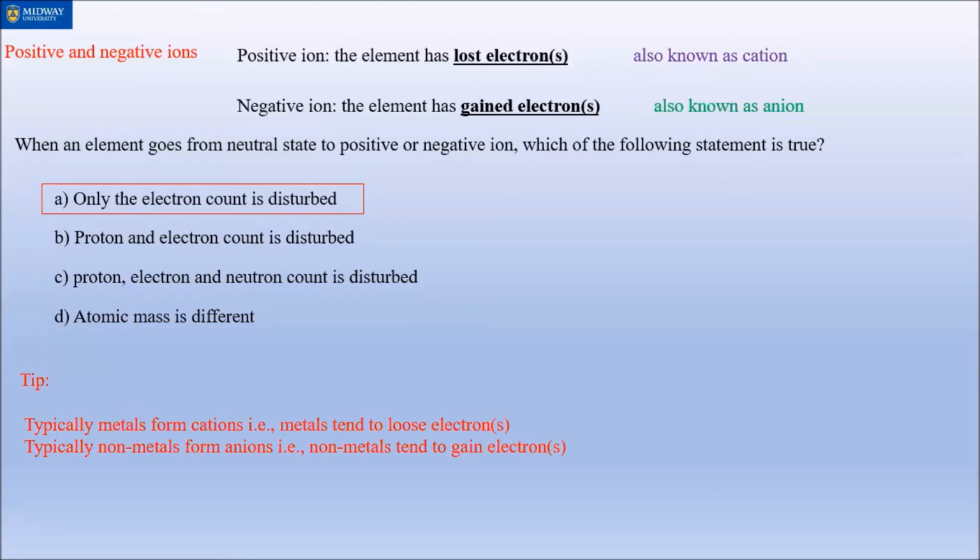Typically, metals form cations, that is, metals tend to lose electrons, and non-metals typically prefer to form anions. There are exceptions to it, but they are pretty rare.